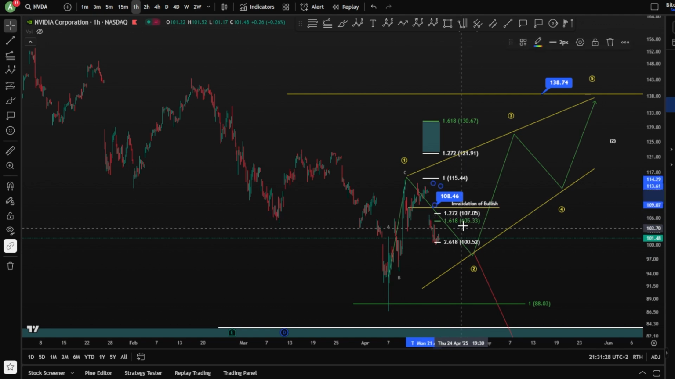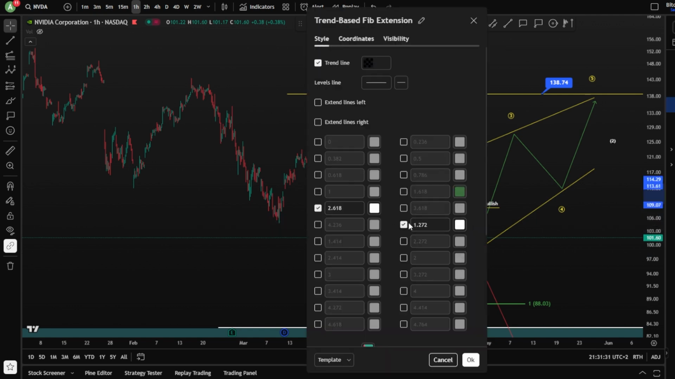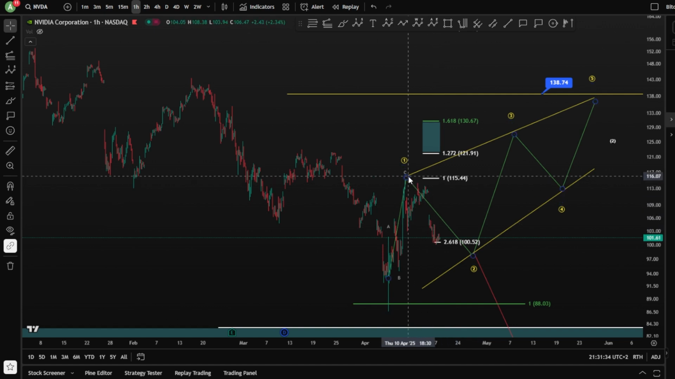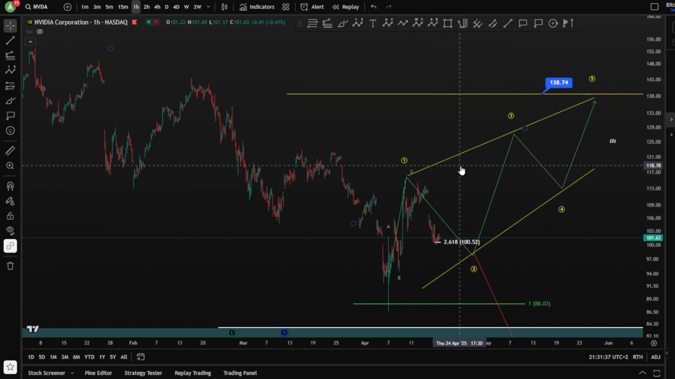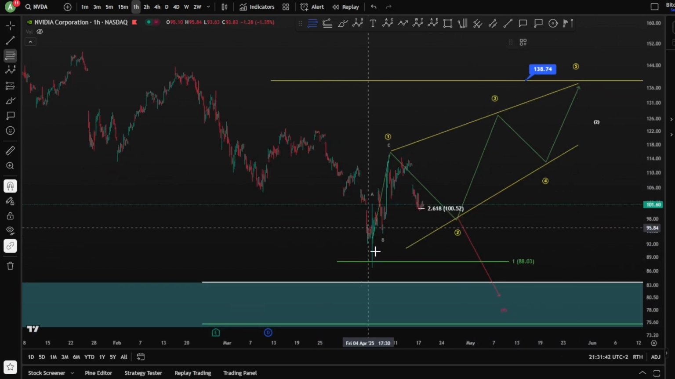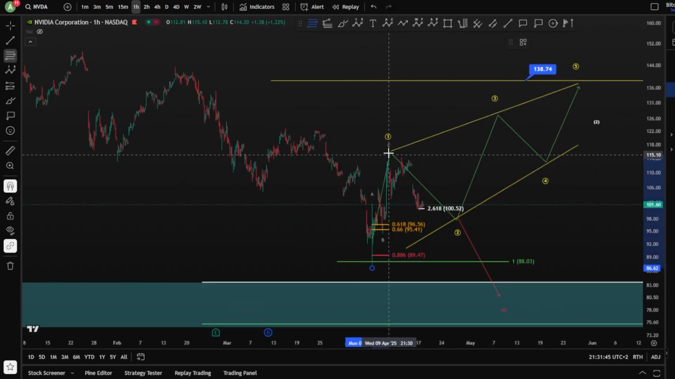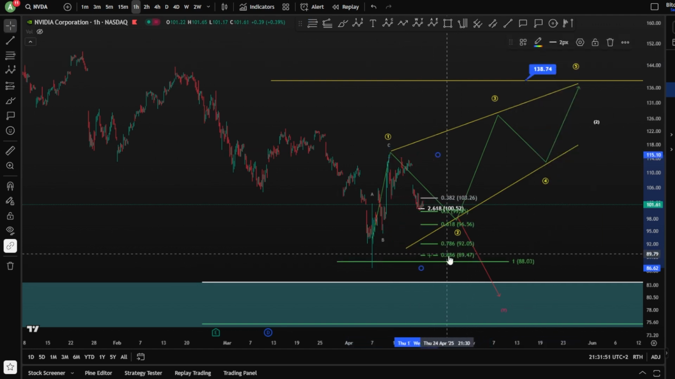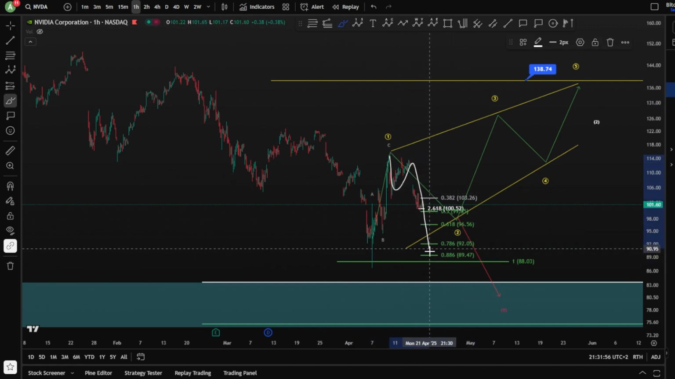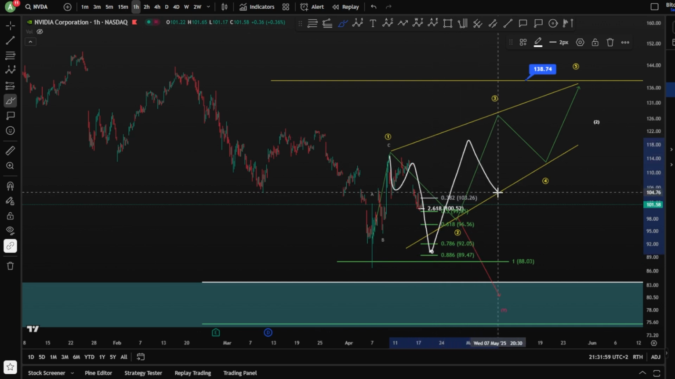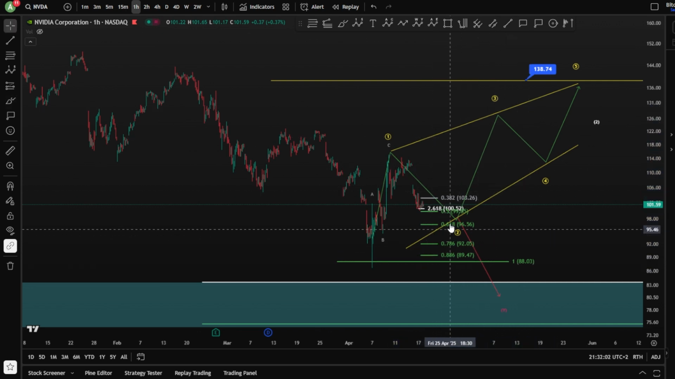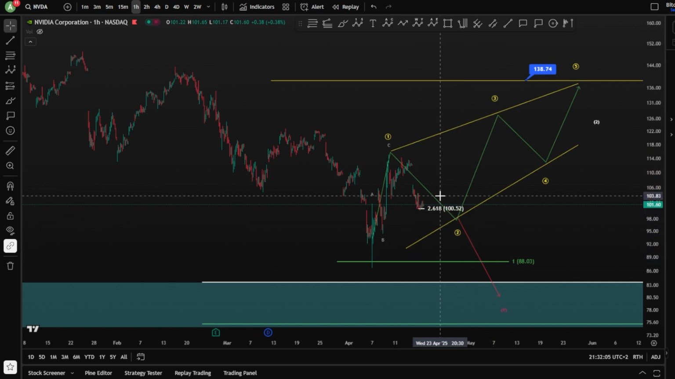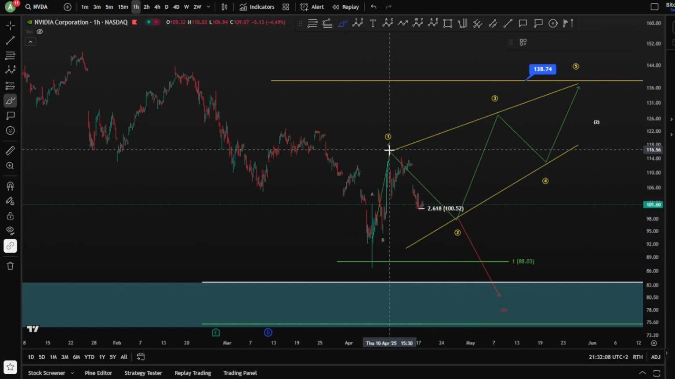Now, since we have invalidated, we remove that one. I'm going to remove this also, just to clean up so you guys can see things much better. The targets for a wave 2 as a diagonal are very wide. It can even reach the 0.886, and you have to expect that the wave can simply move to the 0.886 and still move as a leading diagonal. That's why you have to be careful with it. It's a very tricky wave right now. It's a correction, and you don't know what's going to happen.